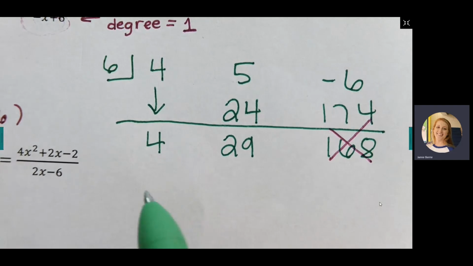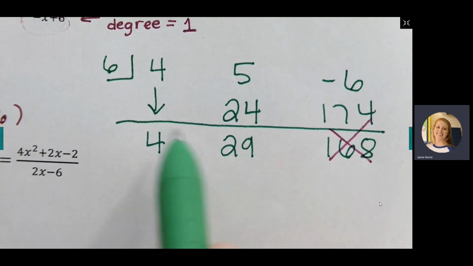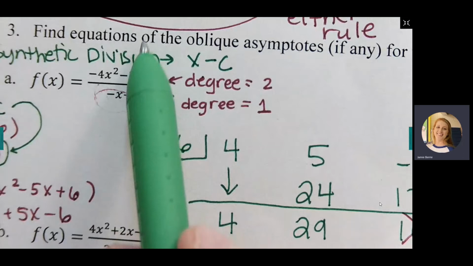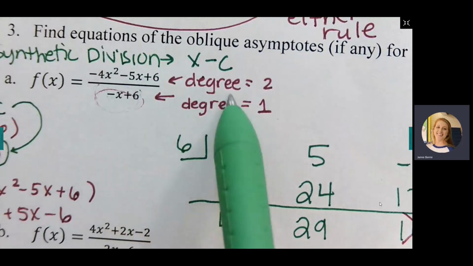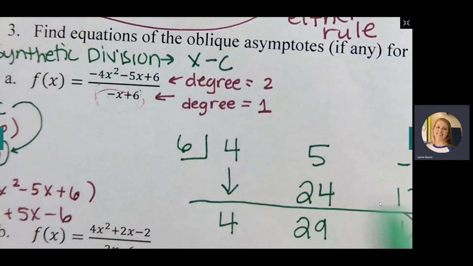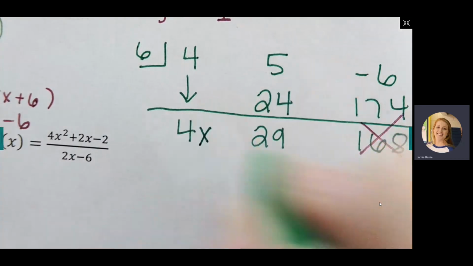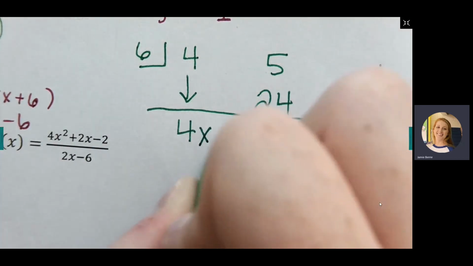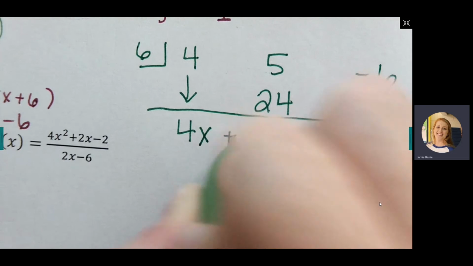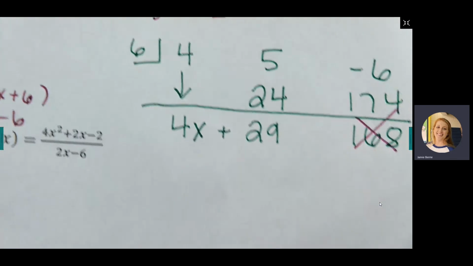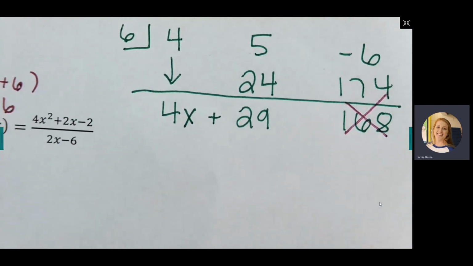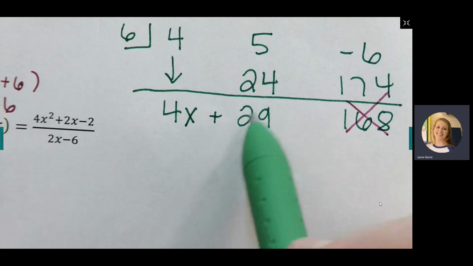All right, so now we have to figure out what degree our quotient is. Remember, you always go to the numerator. You say, okay, the degree of the top was 2. It's always 1 degree less than that. So this is just going to be a first degree polynomial. So we're going to write our x. You don't have to write a 1 up here if there's no exponent, because it's first degree. And then a positive 29. All right, and there's our answer.